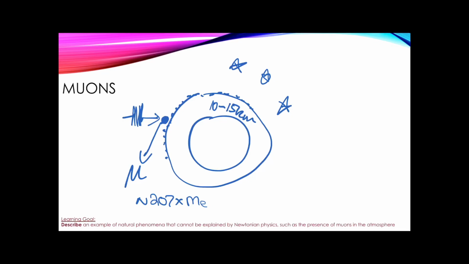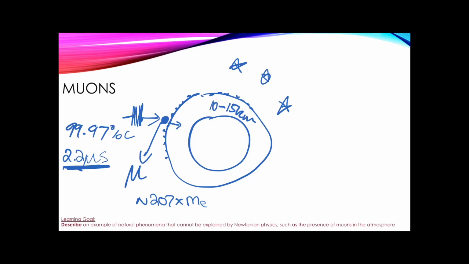Now, the mean lifetime of a muon is about 2.2 microseconds. So what happens is when that muon is formed, it travels towards Earth at a ridiculously high speed, about 99.97% of the speed of light. But it only has a mean lifetime of 2.2 microseconds before it decays into other particles.